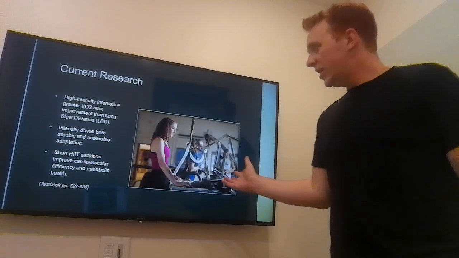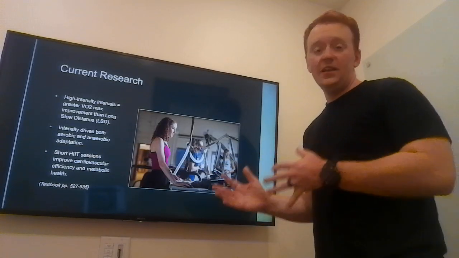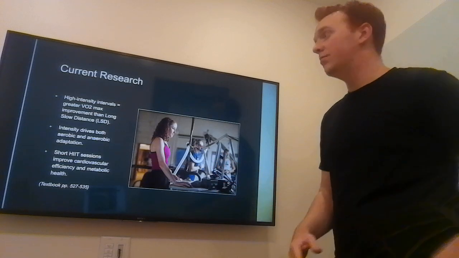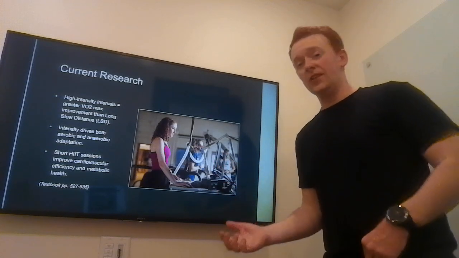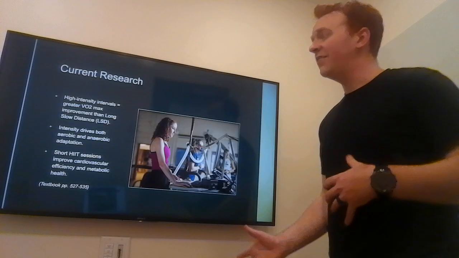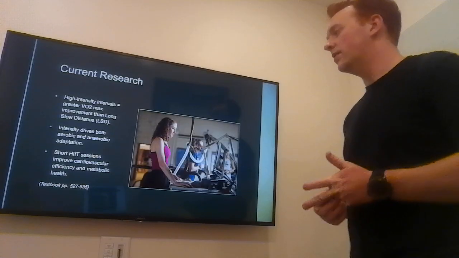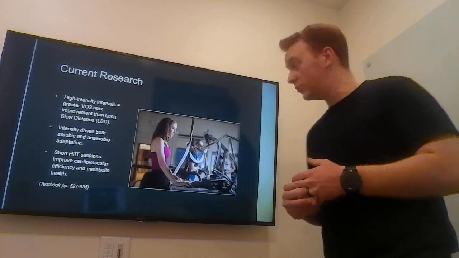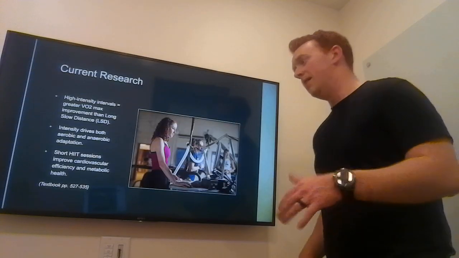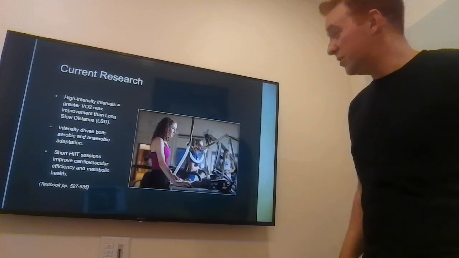The current research that they have done shows that high intensity intervals, or HIIT, produce greater VO2 max improvement than long slow distance, or LSD. They also found that intensity drives both aerobic and anaerobic adaptation, and short, high-intensity interval training sessions improve cardiovascular efficiency and metabolic health. And I got that all from the pages in the textbook.